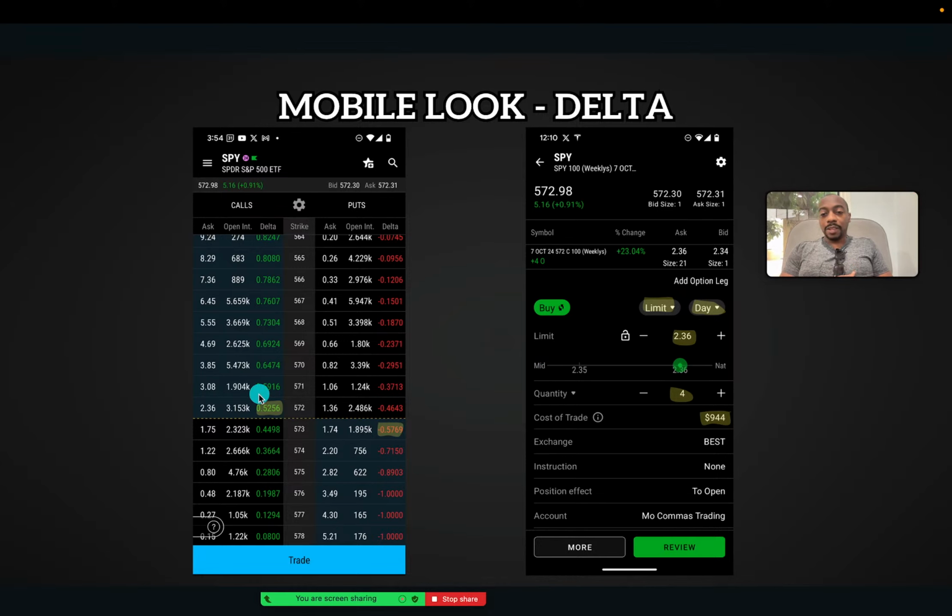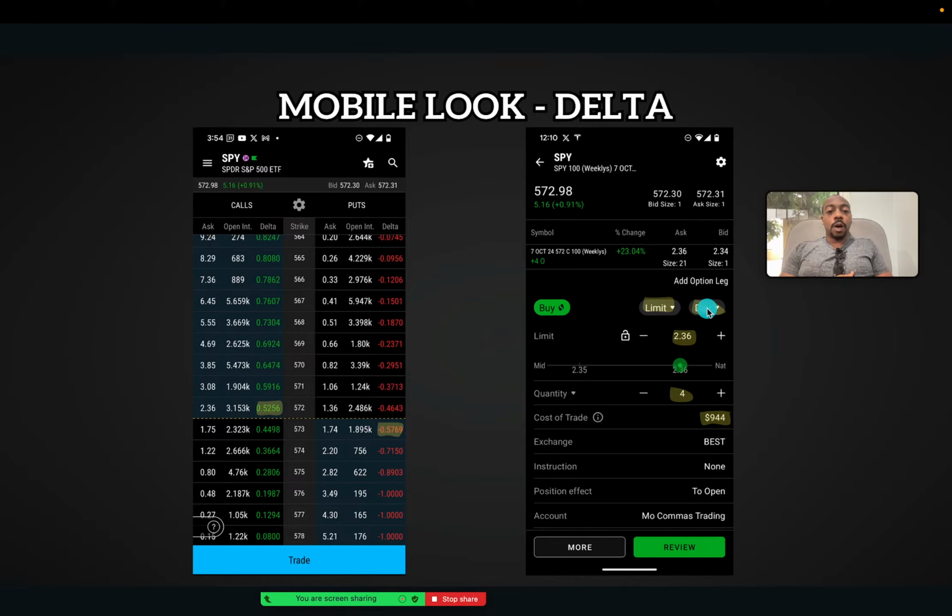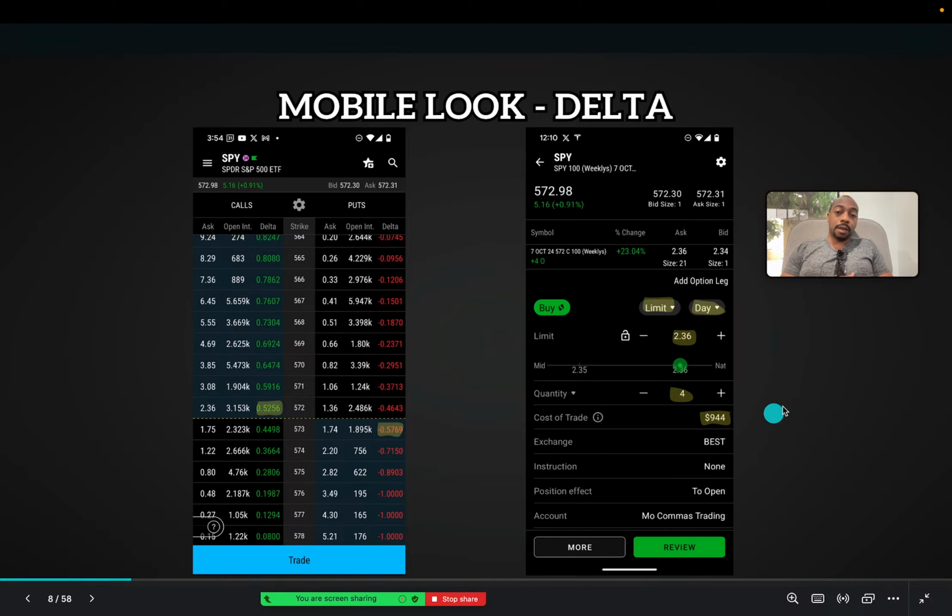So this is how it's going to look. Same thing, it looks very similar. You have the delta here, your open interest, your ask. You could set it up just like you do with your laptop. And then once you click, let's say you click the ask and then click the trade button, this is what's going to pop up, right? Whether it's a limit order or a market order, how long it's in force, the price you want to buy it at, the ask and the bid are here as well. The quantity you're going to buy, the cost of the trade, you click review, and then you click send, right?